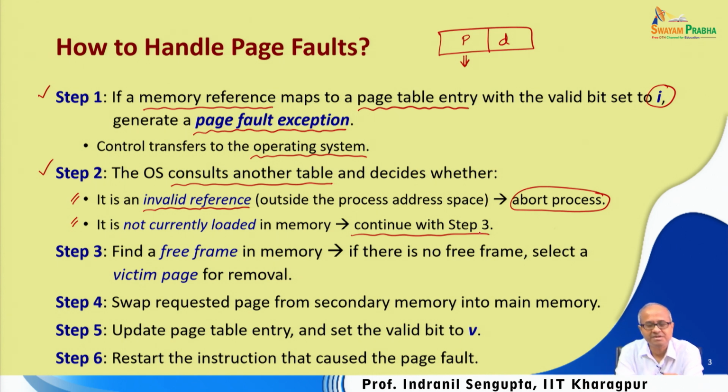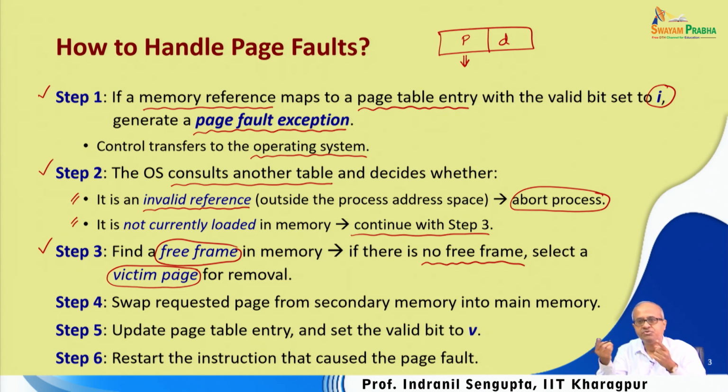Step 3 means you have to load that page in memory. For that, the first thing the operating system needs to do is to find a free frame where to load it. Memory will contain many page frames. It will identify some page frame which is currently empty, currently free. But if there is no free frame, as we mentioned earlier, we will have to remove one of the frames from memory. That frame we are removing is referred to as the victim page. Okay. So, once we identify the victim page, we will have to exchange that victim page with the requested page. So, we swap the requested page from the secondary memory with this victim page.